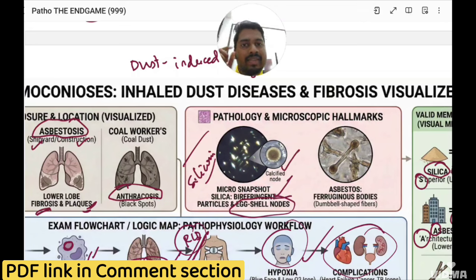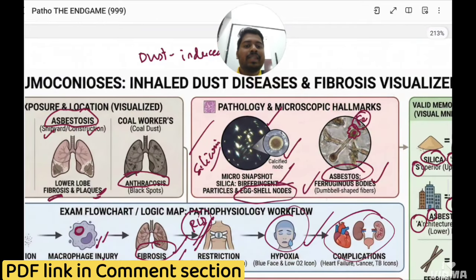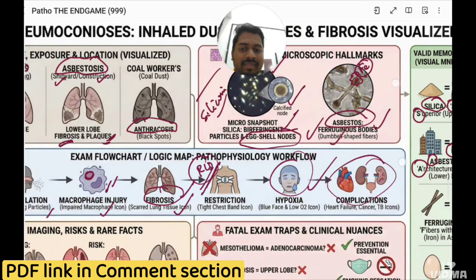These calcified nodules give the appearance of cracked eggshells, okay? So this is for silicosis. For asbestosis, around these asbestos bodies, hemosiderin will be deposited. So iron deposition takes place. Hence, it is known as ferruginous bodies, which are dumbbell-shaped fibers. So these asbestosis fibers are covered with iron and proteinaceous material, which are known as ferruginous bodies.